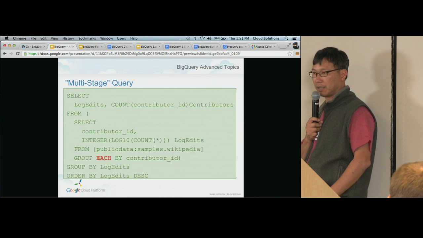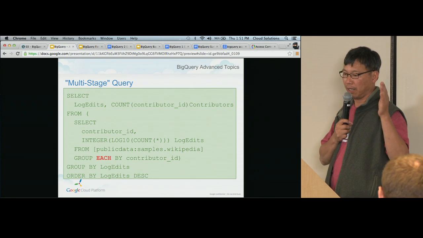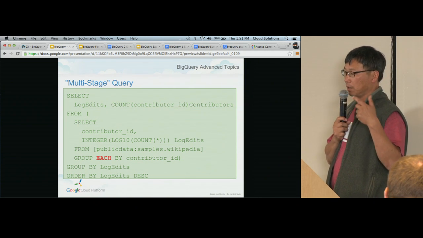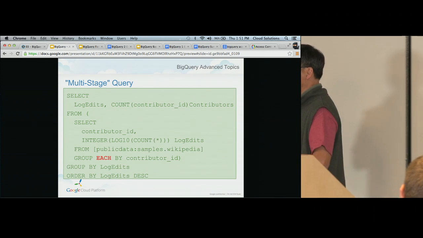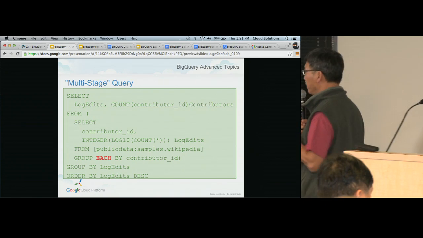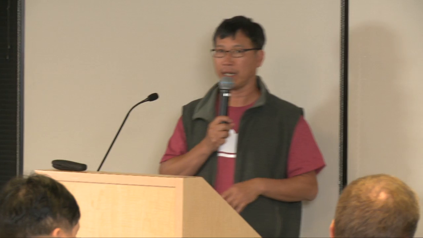The Wikipedia dataset is very simple. Basically, it's a log of who added what pages in Wikipedia. So for a given row in the table, you will have, okay, this is the page, what page, who's the person who made the change. So this gives you the count of who contributed the most.